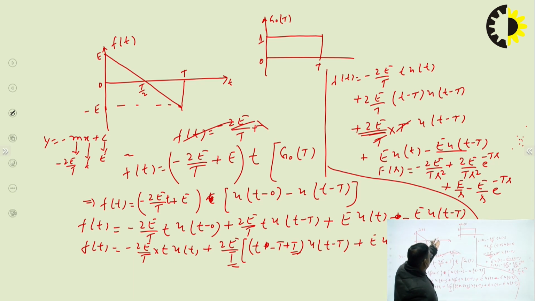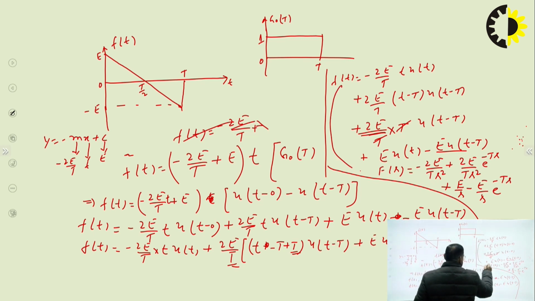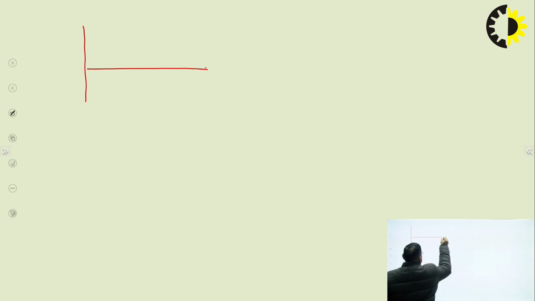This function can be written by using the graphical composition. What you have to do, take one unit step, then add a ramp, deduct a ramp, then we can write this one. So this is the Laplace transform of this. This is the last step. We can solve this example using the graphical composition.